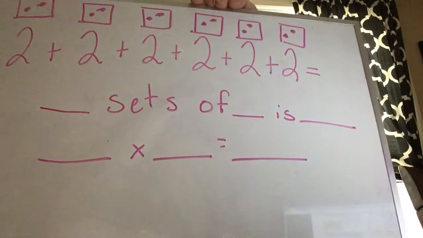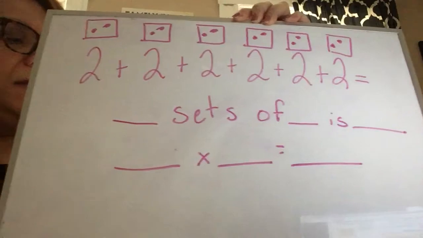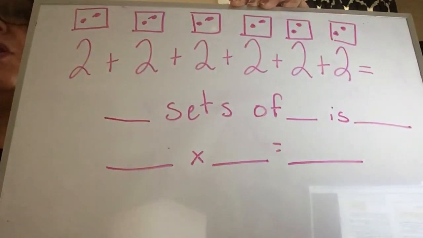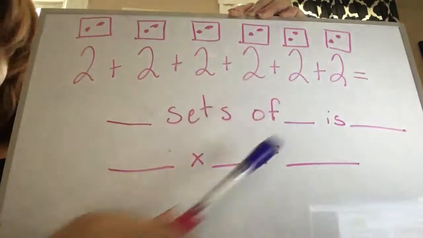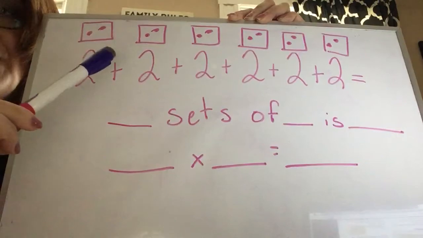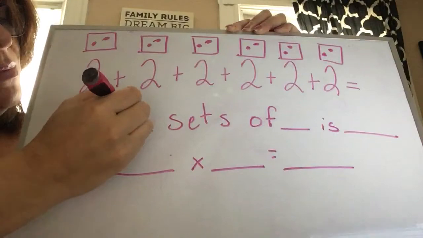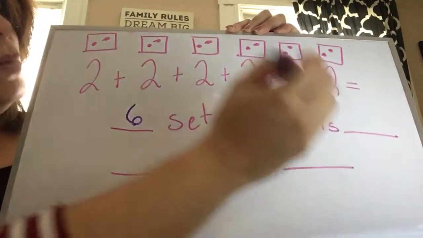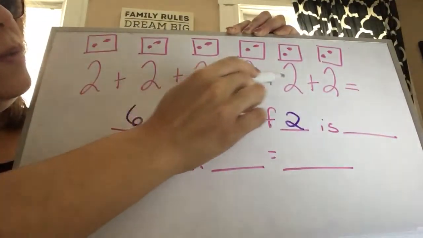Okay, so let's go on and talk about multiplying by 2. And let's review what we did yesterday. Okay, and we move this over a little bit so that we can see. There we go. Okay, so here we have 1, 2, 3, 4, 5, 6 sets of 2. So I'm going to go ahead and write 6 sets of 2. And it's the same as saying 2 plus 2 plus 2 plus 2 plus 2 plus 2.